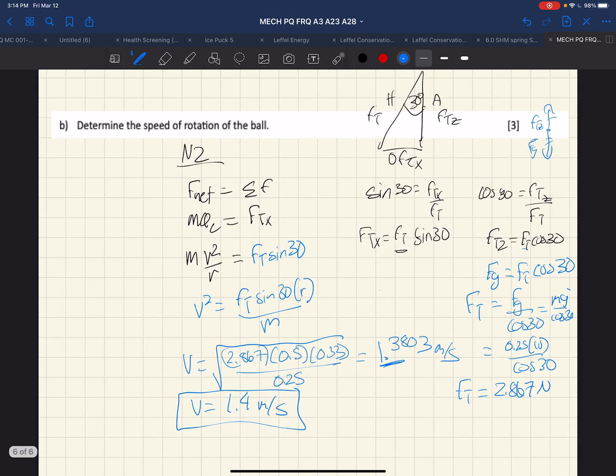Some of you may recognize this as being exactly the same situation as an airplane suspended from a string traveling in a circle.